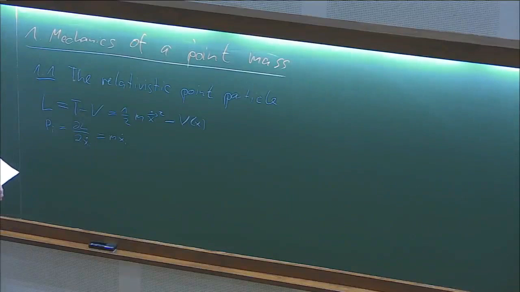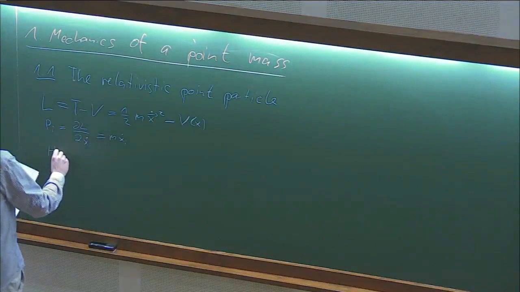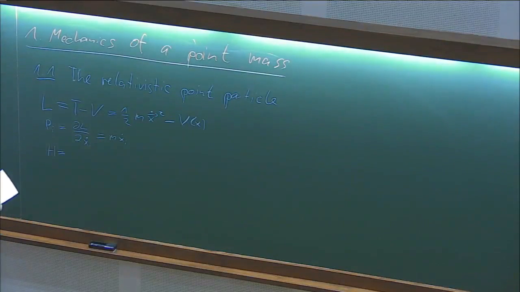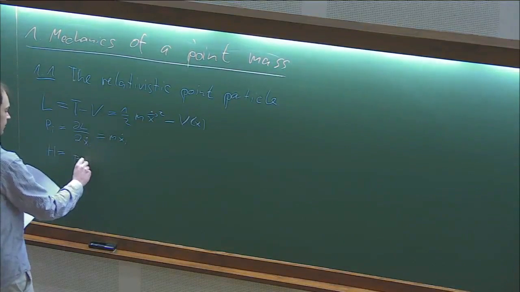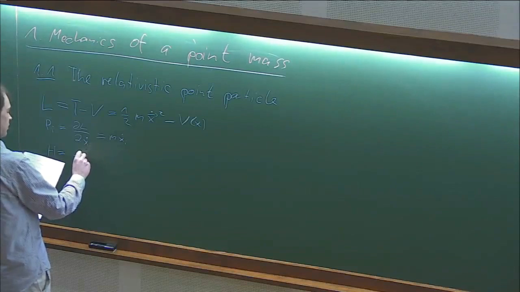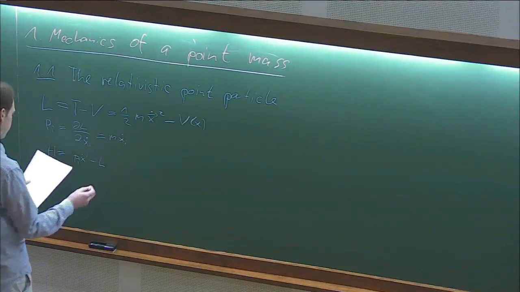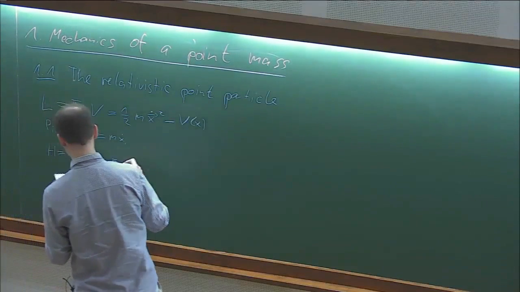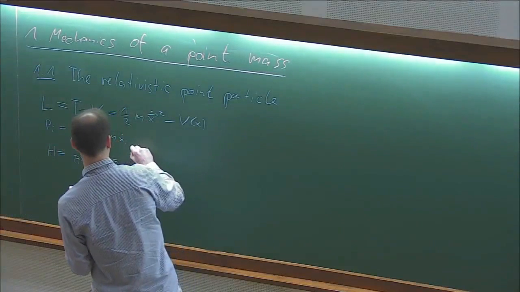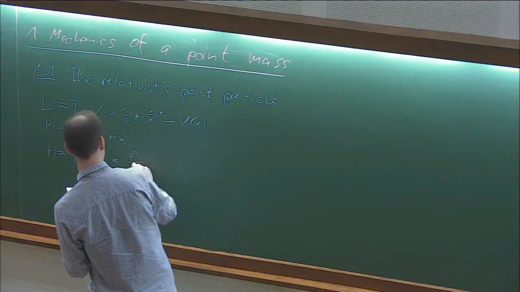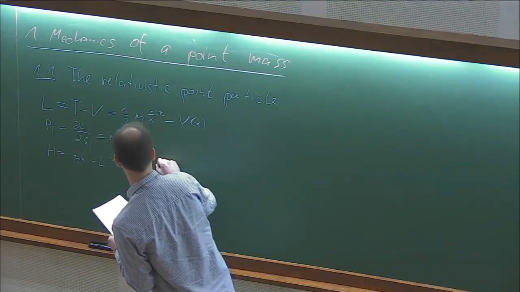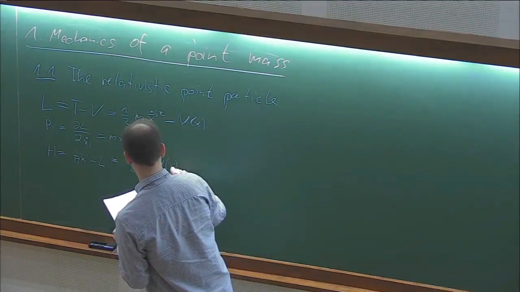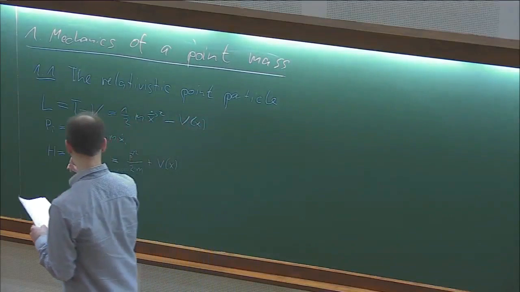And when we have this, we can define a Hamiltonian with the usual Legendre transform. So this is p_i x_i dot minus L, and we get the expression that we know. It's p squared divided by 2m plus V of x, the potential.